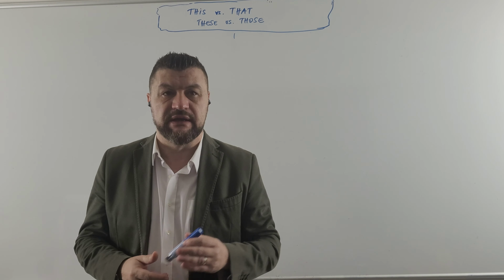For example, this board is white. This watch is nice. I can touch it. The board, I can touch the watch. Okay, a little bit further. That window is broken. That car, I see a car, no, 3 meters away, that car is expensive. Okay, here, we go to the plural.